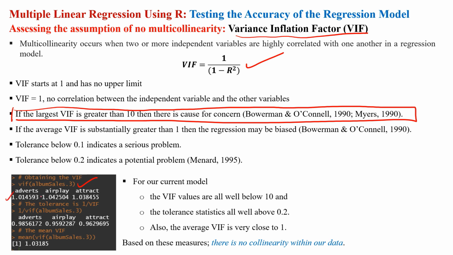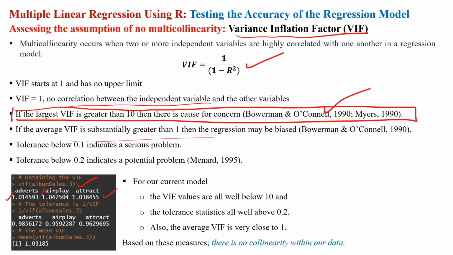As you can see, for advertisement budget, airplay and attractiveness, we have variance inflation factor less than 10. That means there is no multicollinearity. Or you can say, if it is 1, that means there is no correlation. There are multiple types of interpretations available, like if the average variance inflation factor is greater than 1, the regression is biased. But normally people mostly use this particular interpretation: if the variance inflation factor is greater than 10, then there is a cause of concern, but if it is less than 10, then there is no need to worry.